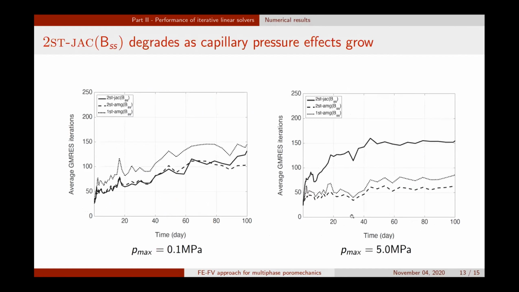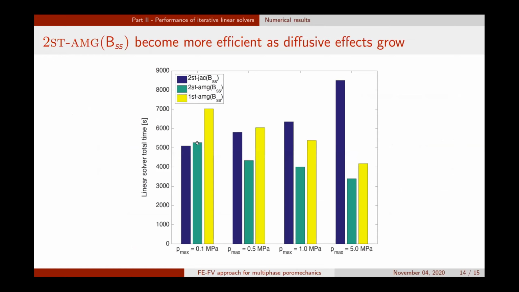And we can see when we have larger Pmax, larger capillary pressure effects, the preconditioner that we use as a base case takes many more iterations than the other two variants that we are designing to better handle strong capillary effects. And this directly translates to the timing for the simulation.